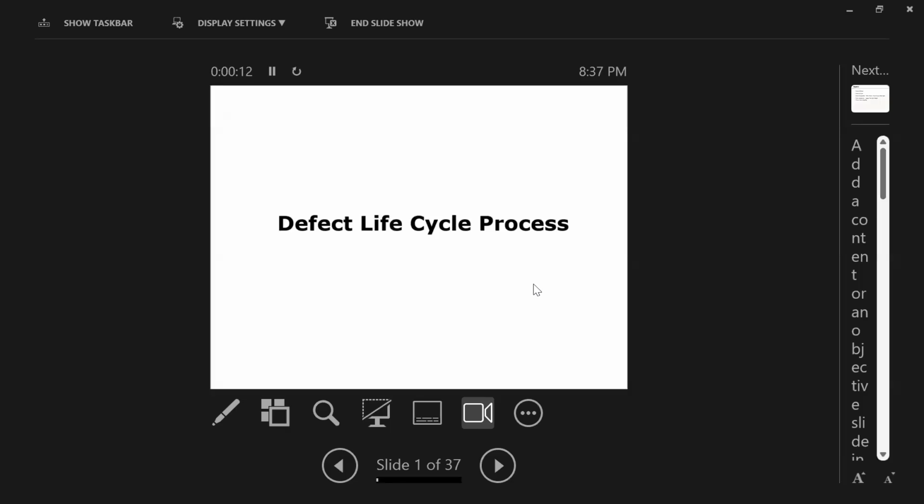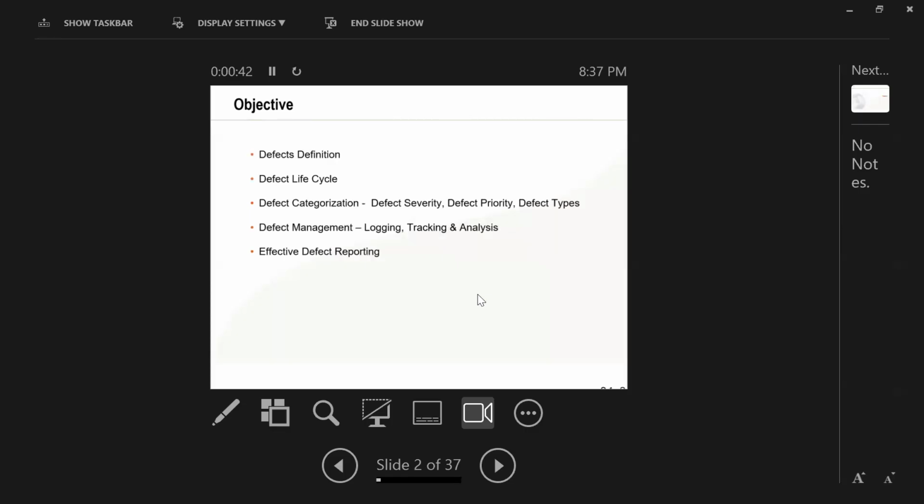Yes, sir. See what we discussed so far: testing process, Agile, how data is important, and test case writing. We discussed almost all the testing concepts, right? And then this one is the test defect life cycle. When you do the testing, you need to know the process of how to follow the defect life cycle. The definition is okay. Defect life cycle process, and then defect categorization.